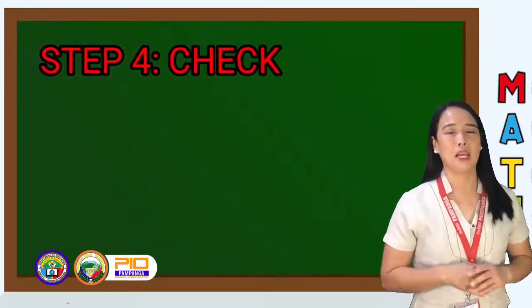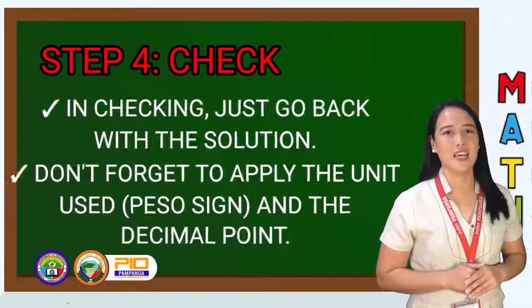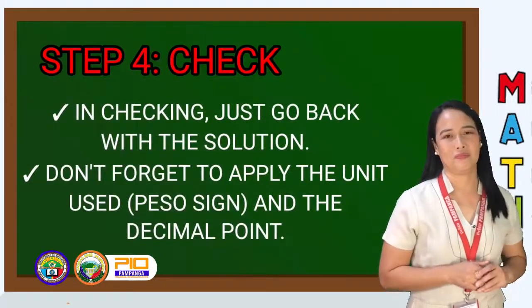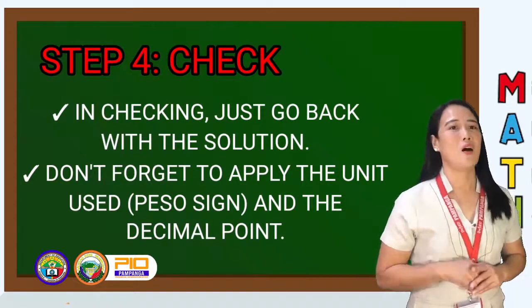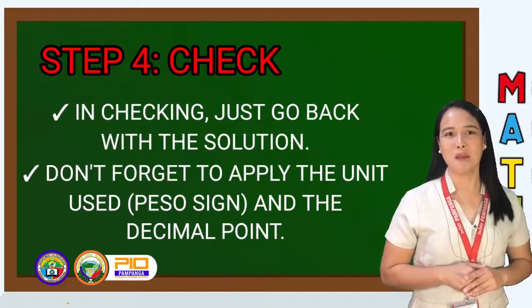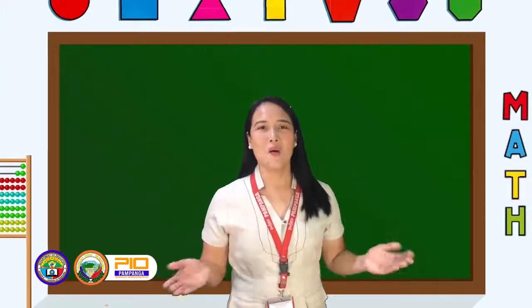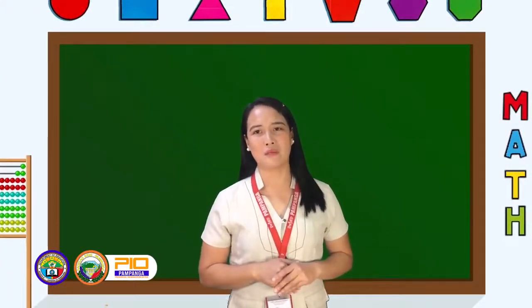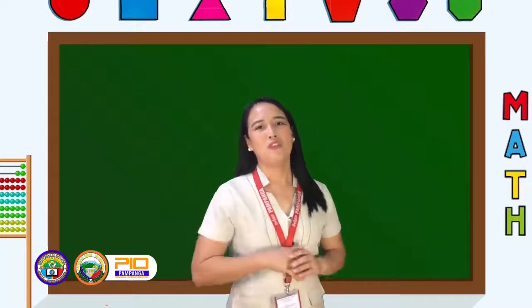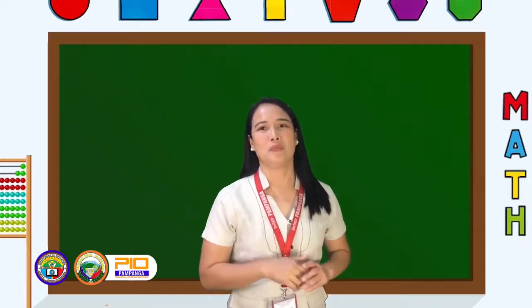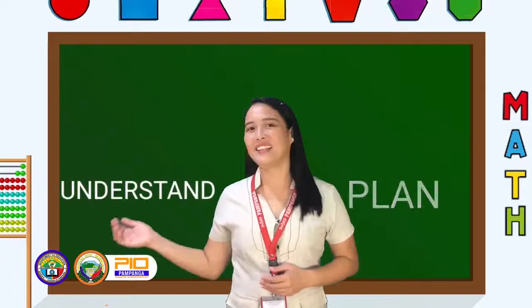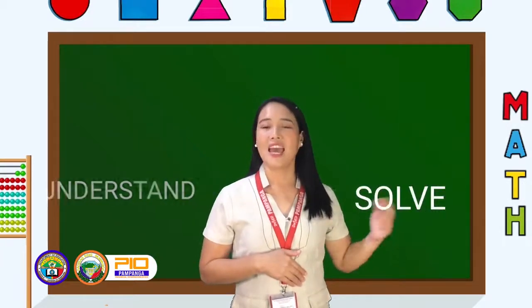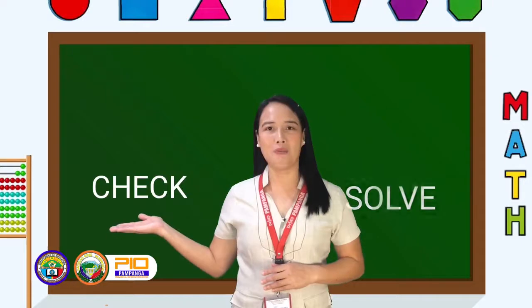And then the fourth step, let's check. In checking, just go back with the solution. Again, reminder, don't forget to apply the unit used or the peso sign and the decimal point. Now kids, what are the steps in solving word problems? Wow, you've learned fast. Very good. Yes, we have to understand, plan, solve, and check the problem.